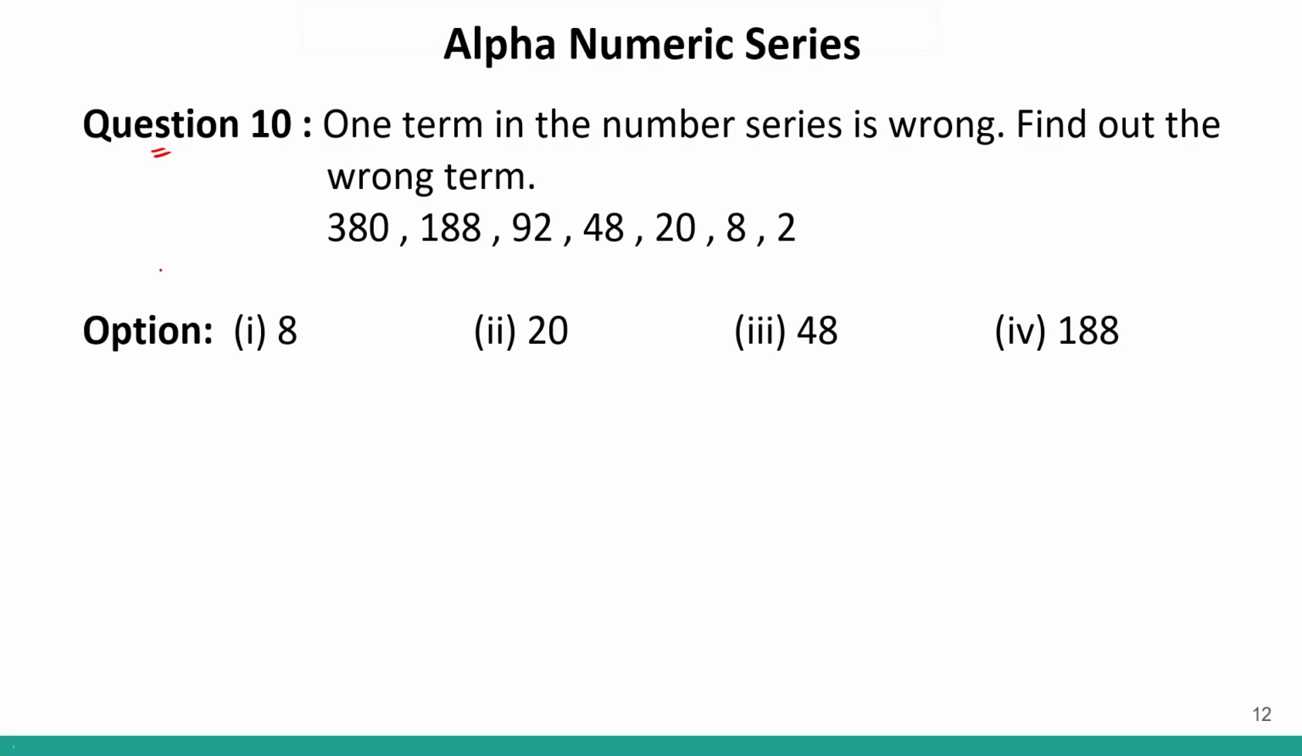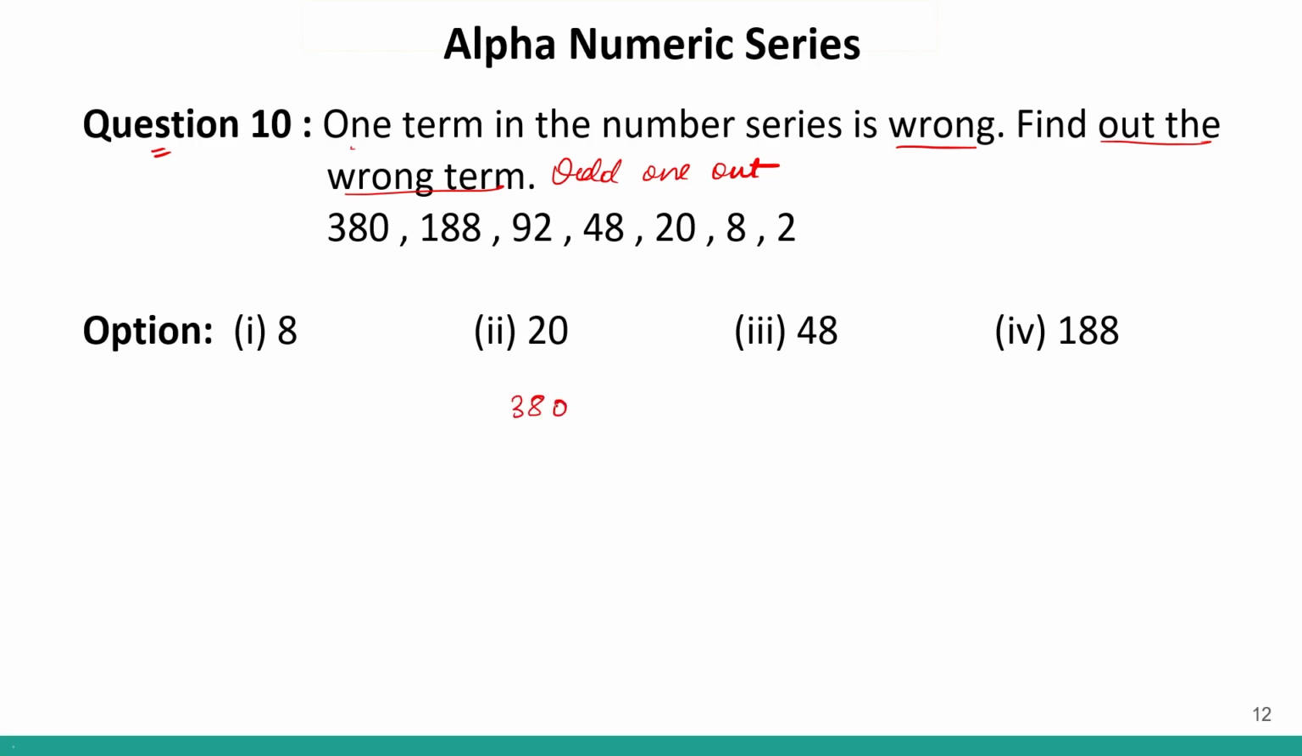This is a different question. Let us read the question. One term in the number series is wrong. We have to find out the wrong term. So basically, we have to find the odd one out. Correct? We have to find out which one does not follow the logic. So let us start solving this.